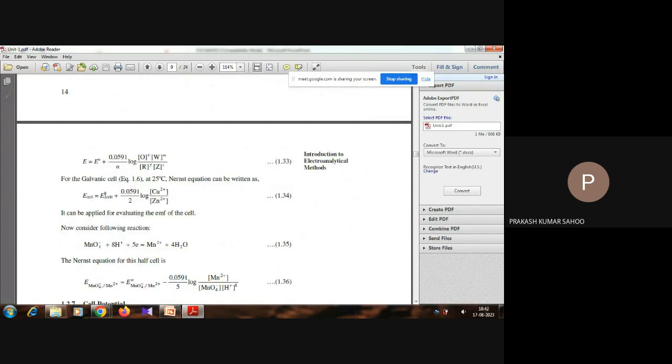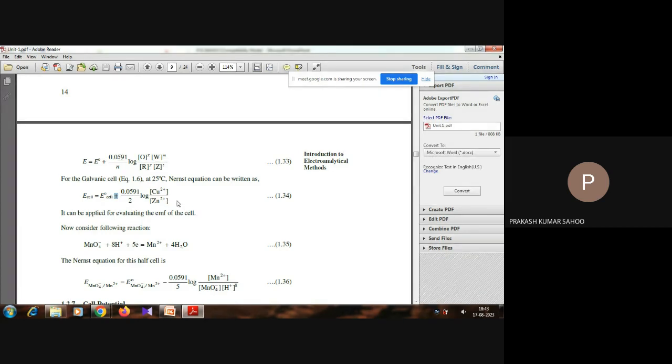E cell equals E0 cell plus 0.0591 by 2, because 2 is the number of electrons transferred, small n, 0.0591 by n. For copper and zinc electrode, n is 2. It is 2 log copper 2 plus by zinc 2 plus, because copper is the reactant and zinc is the product. So that's why reactant by product. You may use the positive notation for reactant by product, or negative notation for product by reactant. It depends on you how to use this formula, and use it accordingly.